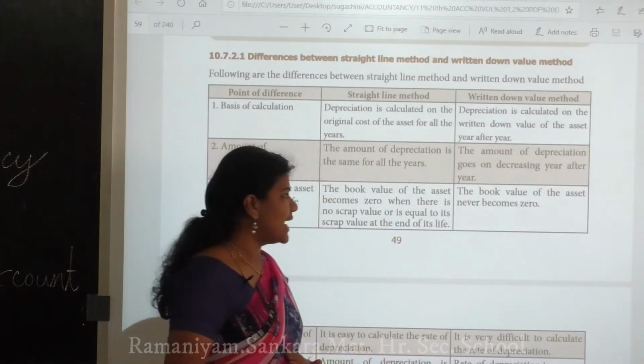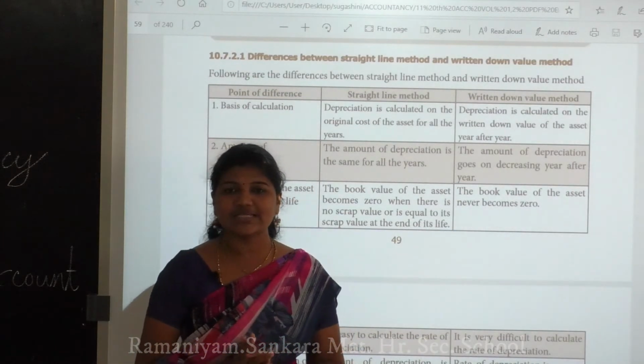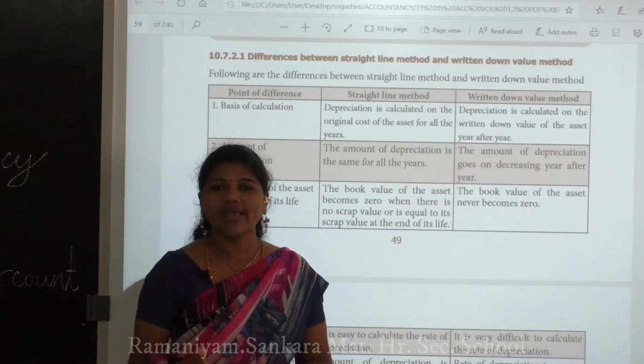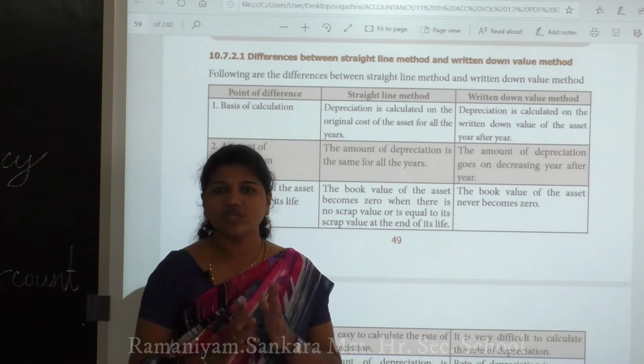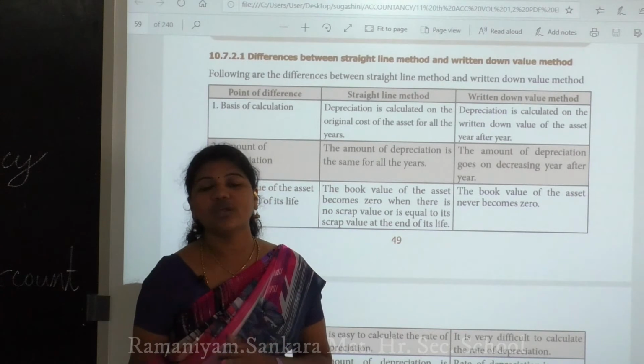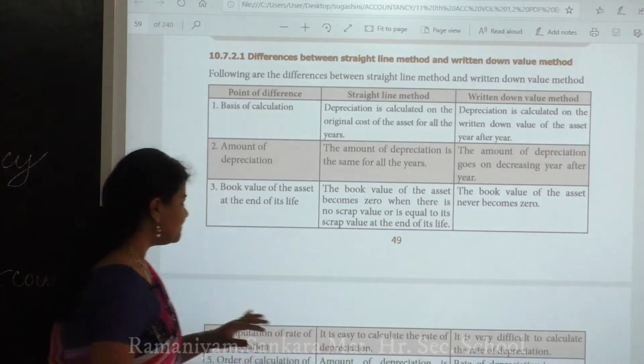The book value of the asset never becomes zero. Actually the book value of the asset never becomes zero. Why? Because we reduce year by year, like what is the amount in the first year, what amount is going to reduce in the second year, depending upon the amount that is reduced.